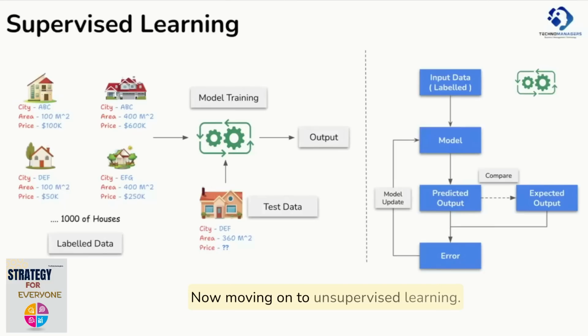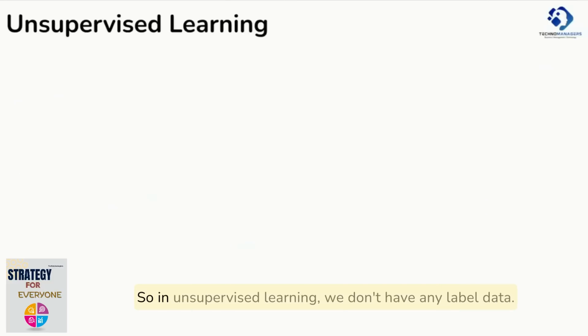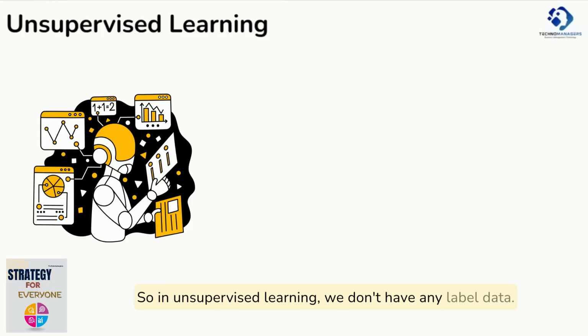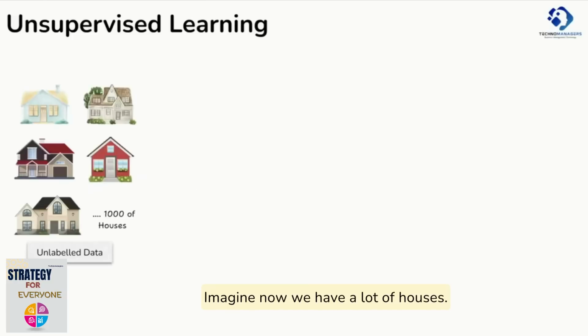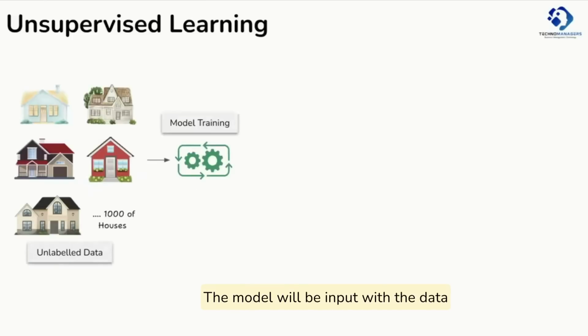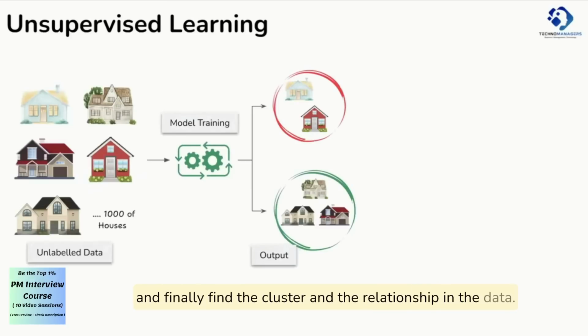Now moving on to unsupervised learning. In unsupervised learning, we don't have any labeled data. There are no tags, no labels, nothing. The machine itself finds the pattern and structure in the data and clusters it. Imagine now we have a lot of houses; the model will be given the data and it will find the patterns, finally finding the clusters and the relationships in the data.